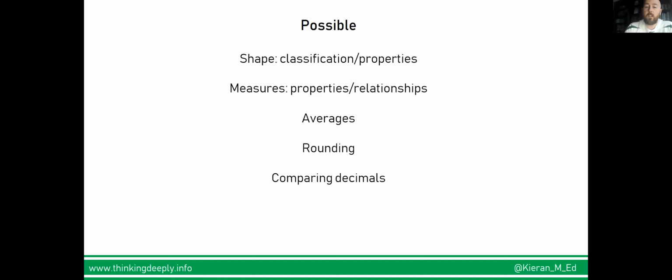So where do I think it's possible? I think when the question is the same and something's different, there are certain areas that lend themselves to this a lot more readily. Okay. So we've got shape, classification and properties, measures, averages, rounding, comparing decimals, area, perimeter, and volume, and angles. Okay, and I'm going to give you an example from area, perimeter, and volume.